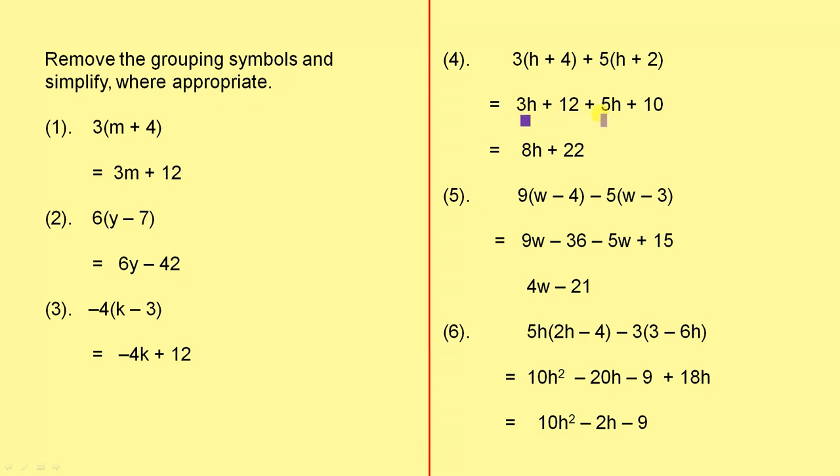3h and 5h are like terms, so that gives you 8h when you add them. 12 plus 10 is 22, so that's the answer.